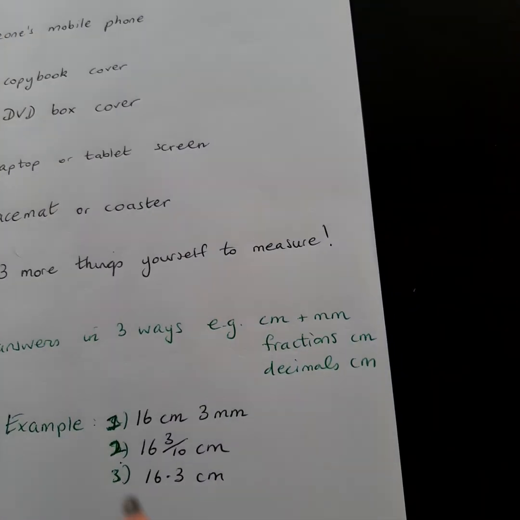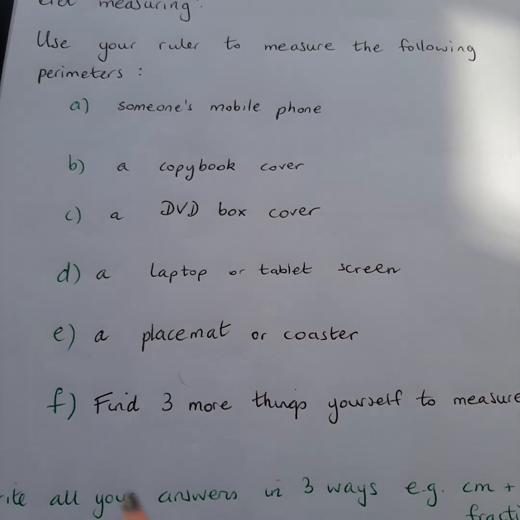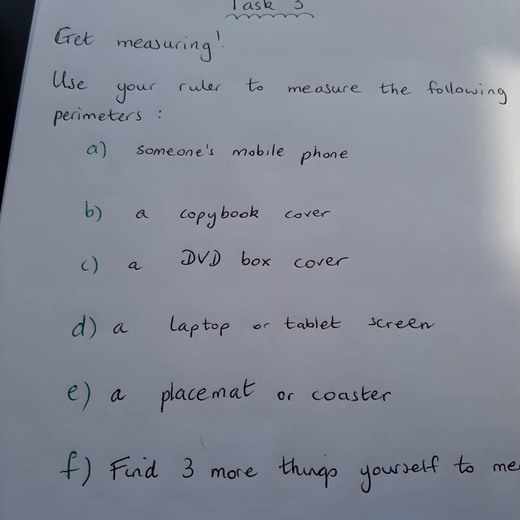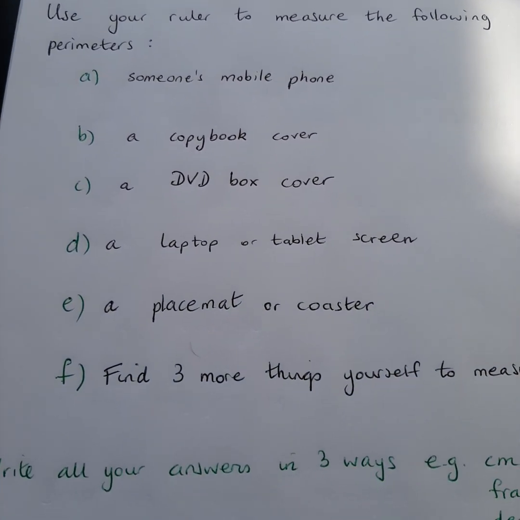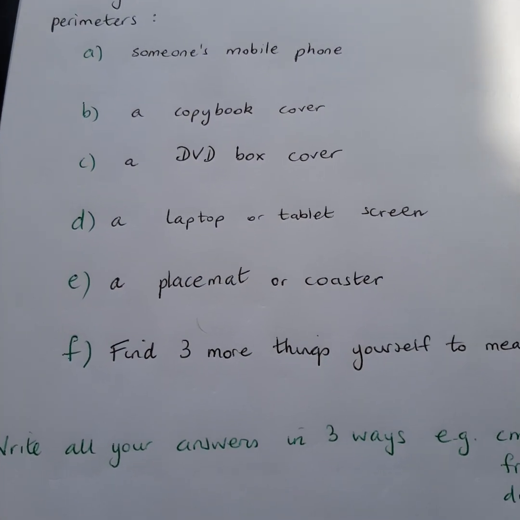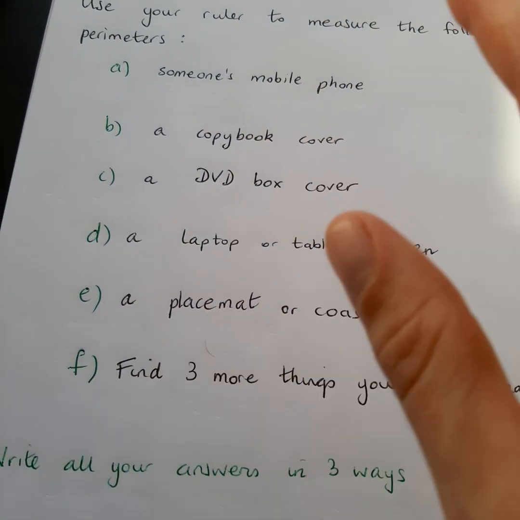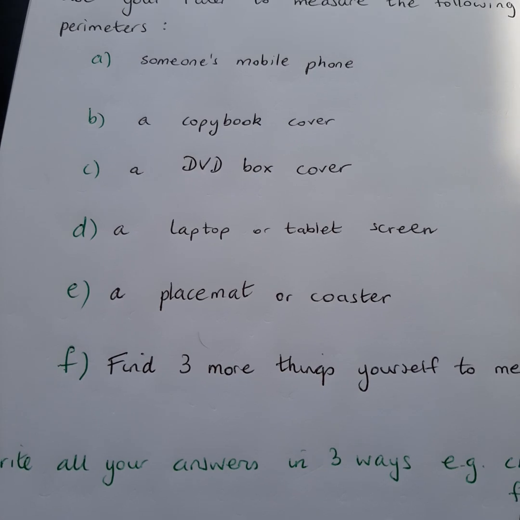Okay, now I have another quick task for you to do. This is you measuring the perimeters of things around your house, okay? So I have a list here. Someone's mobile phone, a copybook cover, a DVD box cover, a laptop or tablet screen, placemat or coaster, and then find 3 other things yourself. Don't worry if you don't have some of these things here, just find something else yourself that has straight edges.